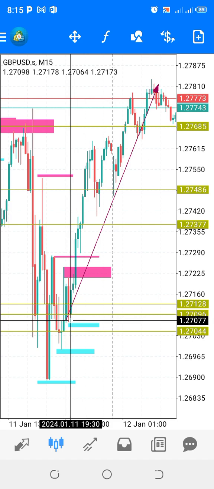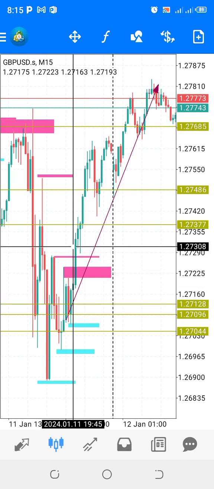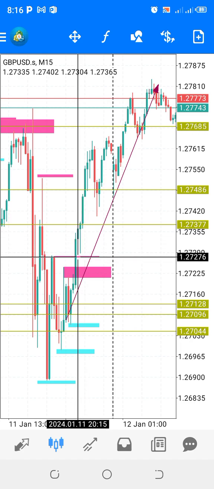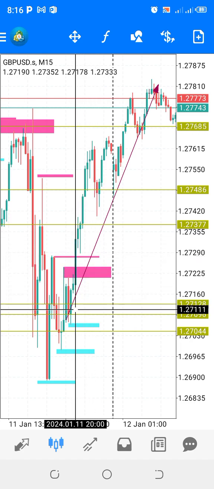And third entry, 1.27, after retesting, 1.2728, which comes back here. So that is explained already.